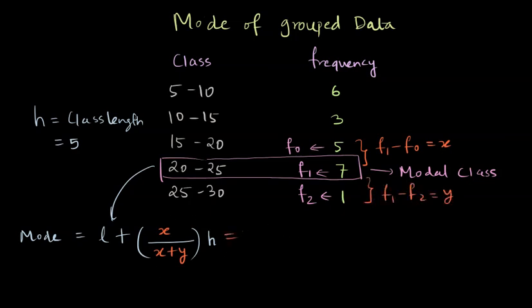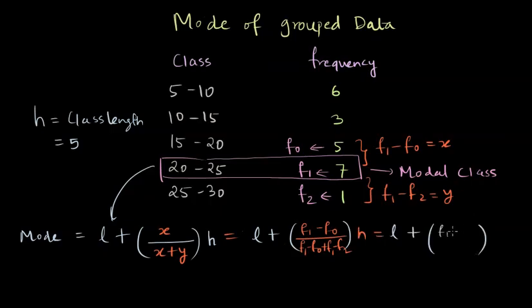If we want to simplify this, we can write it as L plus f1 minus f0 in the numerator. I think I'll need more space in the denominator. So f1 minus f0 plus f1 minus f2, times h, which is nothing but L plus, inside the bracket again, f1 minus f0 divided by, so f1 plus f1, which is 2f1 minus f0 minus f2, times h.